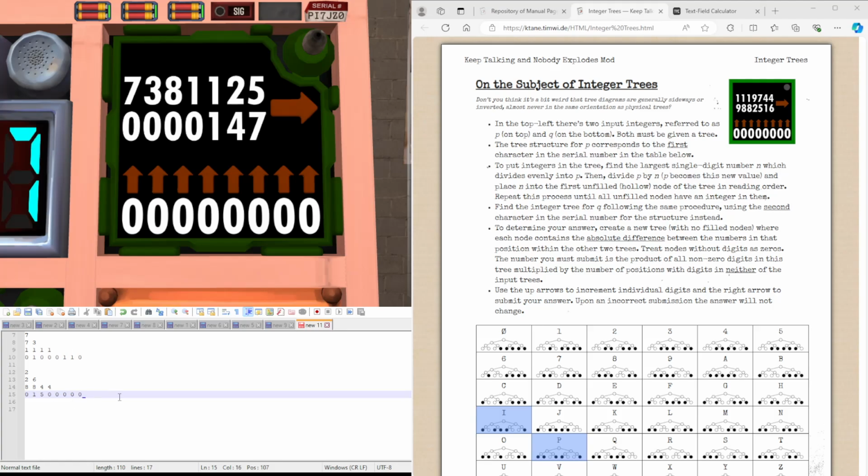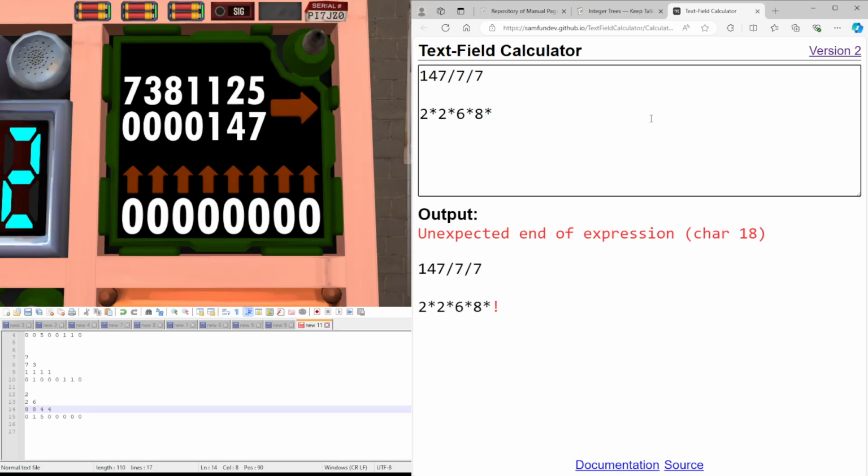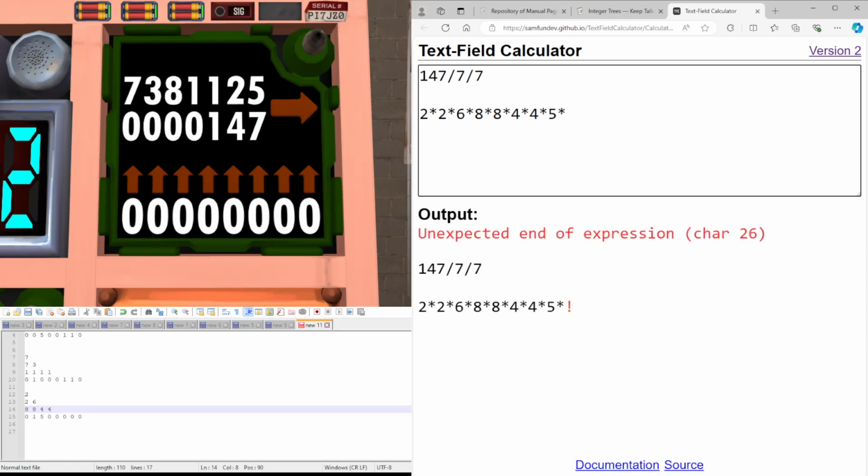So, what do we do with this? We are first going to multiply every non-zero number with each other. So that is going to be 2 times 2 times 6 times 8 times 8 times 4 times 4 times 5 times 2 times 2 times 6 times 8 times 8 times 4 times 4 times 5, and then we're also going to multiply by the positions here.